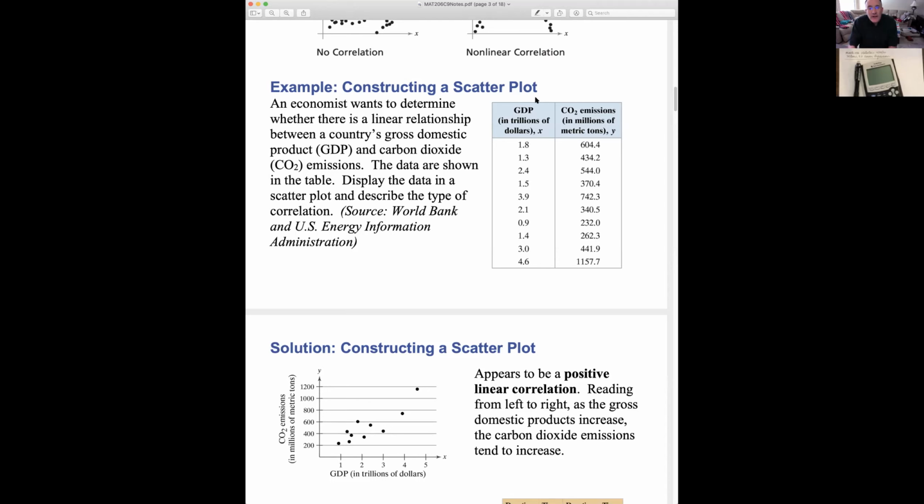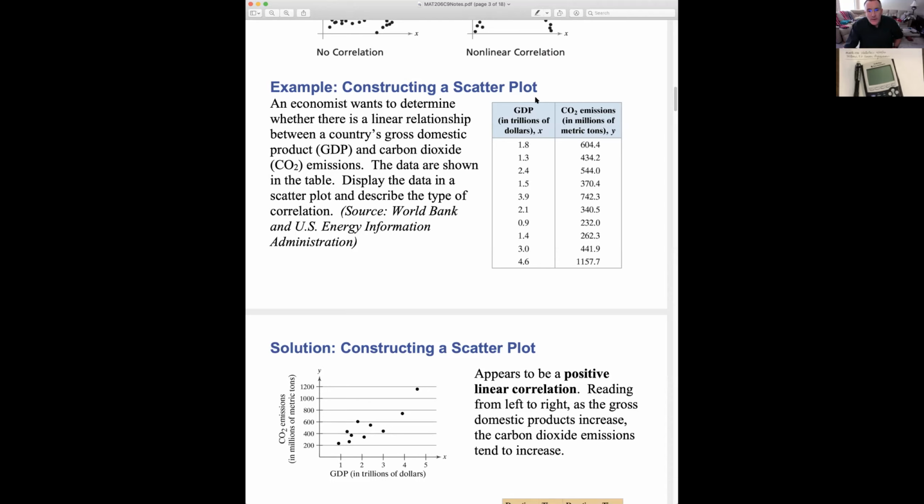So our question is, is there a relationship? How do we see what kind, and how do we describe that relationship? And how do we measure the strength of that relationship? We're looking for, as GDP goes up, does CO2 go up? As GDP goes up, does CO2 go down? Or does it just do something kind of random?